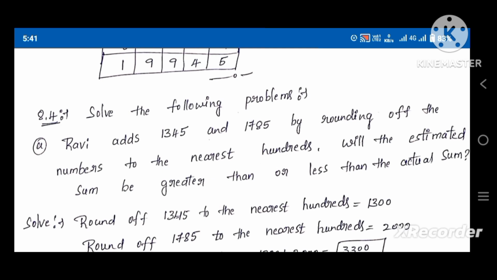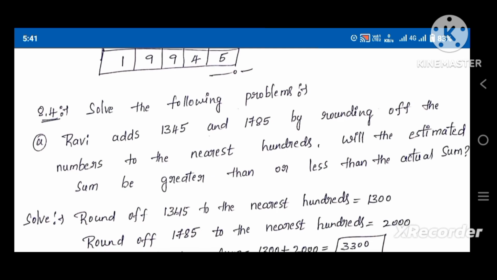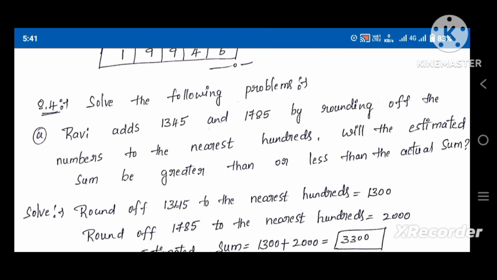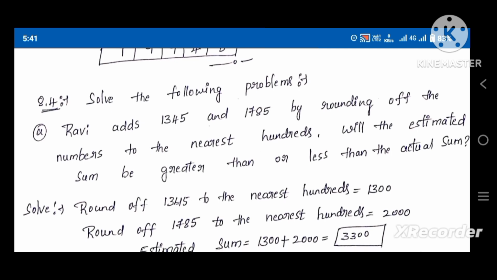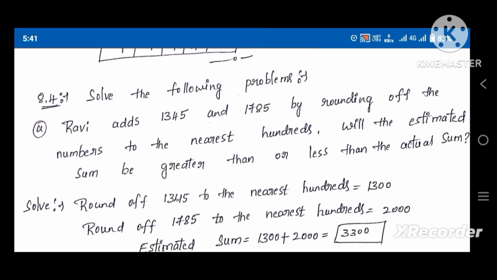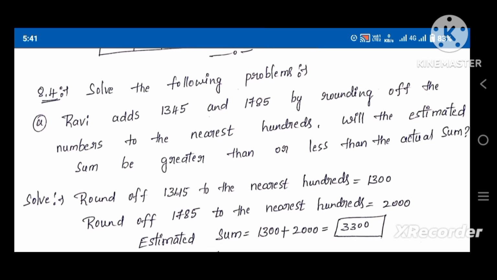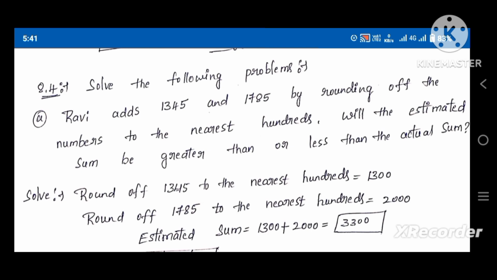8.4. Solve the following problems. A. Ravi adds 1345 and 1785 by rounding off the numbers to the nearest hundreds. Will the estimated sum be greater than or less than the actual sum?